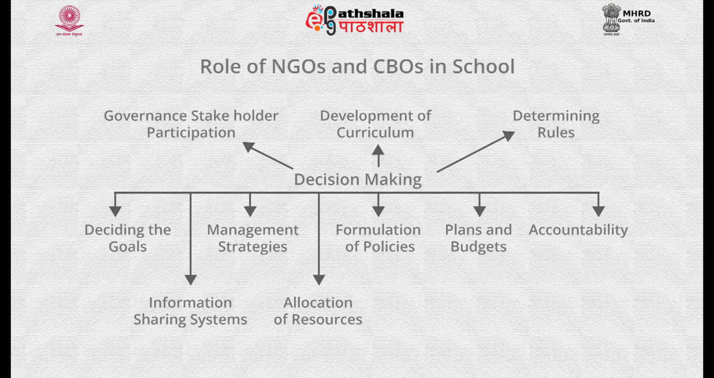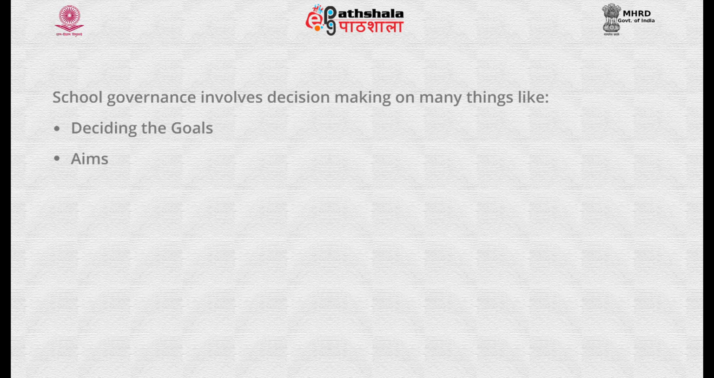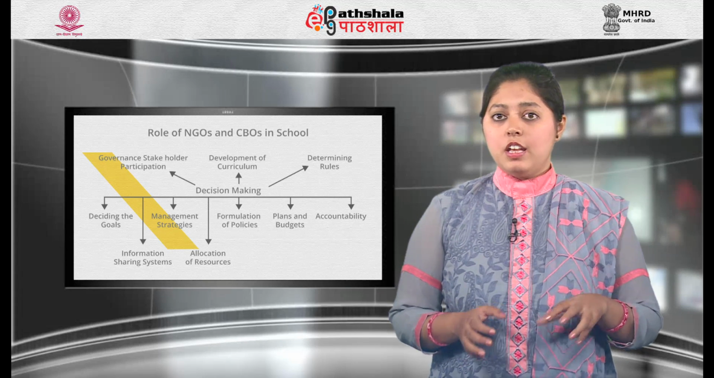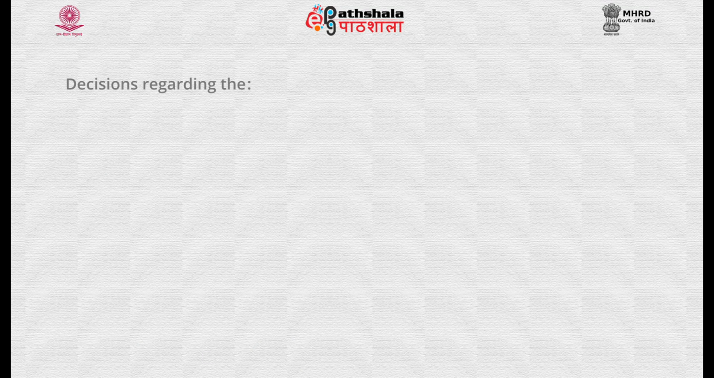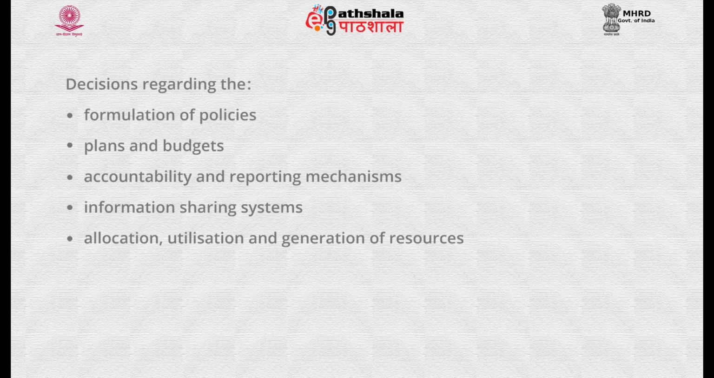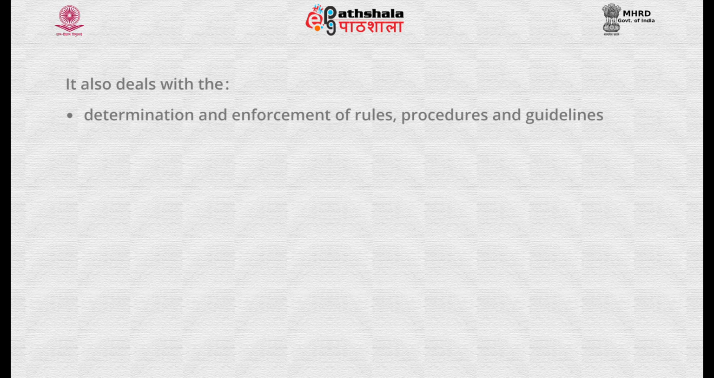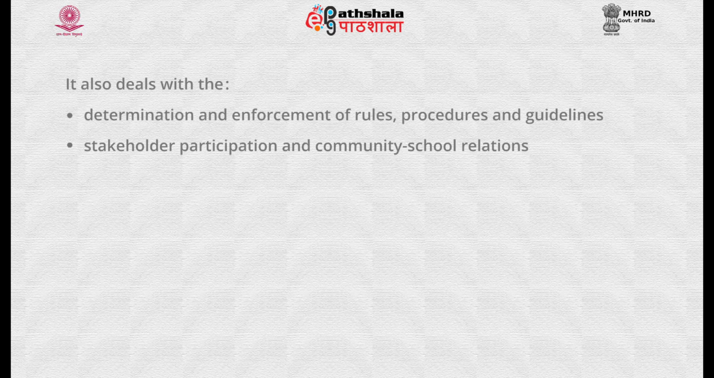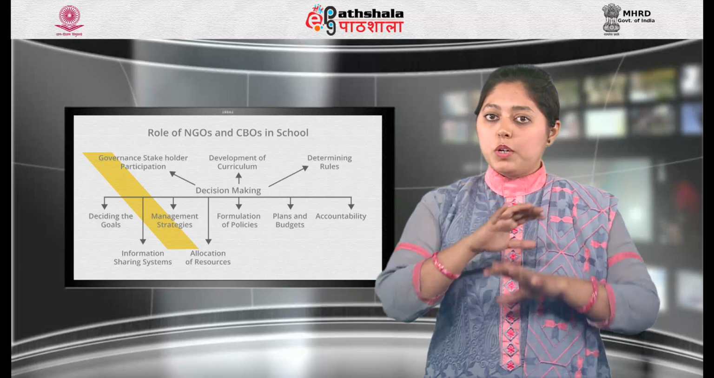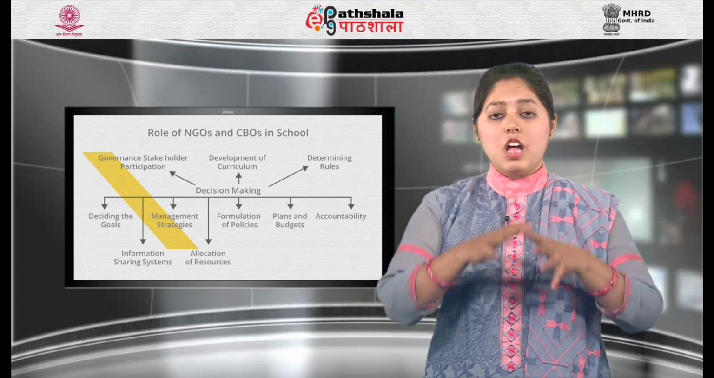School governance involves decision making on many things like deciding the goals, aims and objectives, and decisions regarding the management strategies, that is how things should be done, the do's and don'ts. Decisions regarding the formulation of policies, plans and budgets, accountability and reporting mechanisms, information sharing systems, allocation and utilization and generation of resources. It also deals with the determination and enforcement of rules, procedures and guidelines, stakeholder participation and community school relations, development of curriculum content and delivery approaches, managing the learning and teaching resources. Thus simply, we can say that it is the total management of school, like the government manages the whole country.